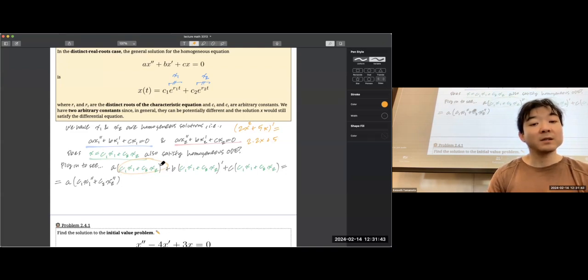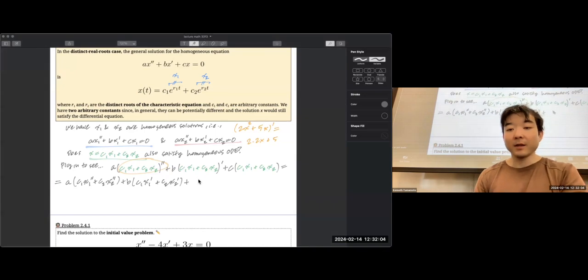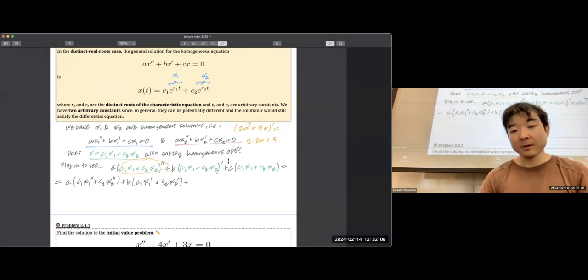And C1 and C2 are constants. So if I take the second derivative of this expression, it's just taking the second derivative of each of these terms, and it's just C1 x1 double prime and C2 x2 double prime. Same idea with the other one, except this one's just prime. So it's going to be C1 x1 prime plus C2 x2 prime. And then this one is just going to be copying that.